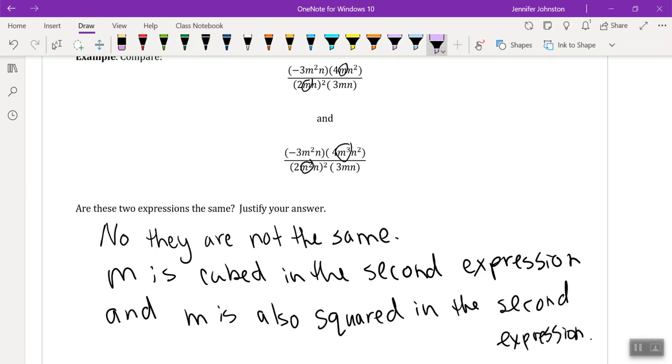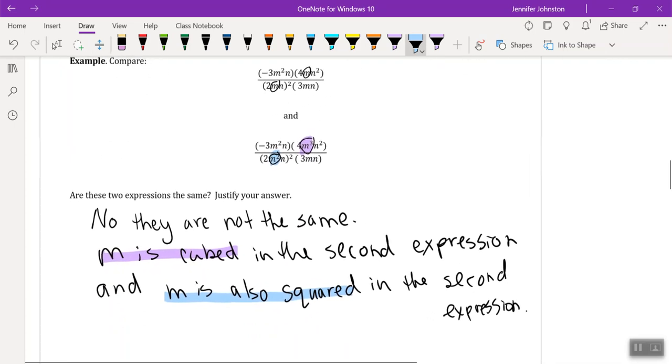I'll grab some colors to just really emphasize that. So we see that m is cubed here and m is squared here. All right, so we can see that. You can also say that it's squared in the denominator or cubed in the numerator of the second expression to really emphasize it if you don't have any colors. Really, we're just looking for precision and accuracy, and that's all to do with mathematics.